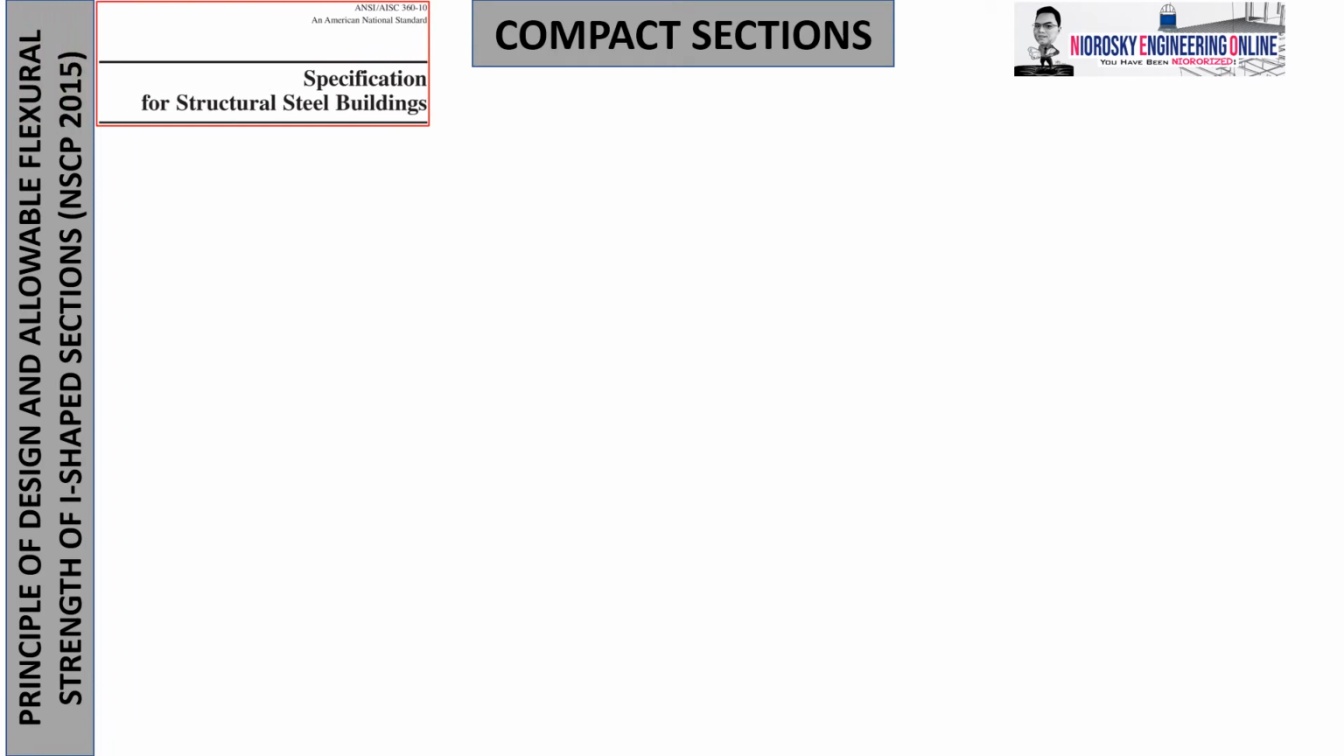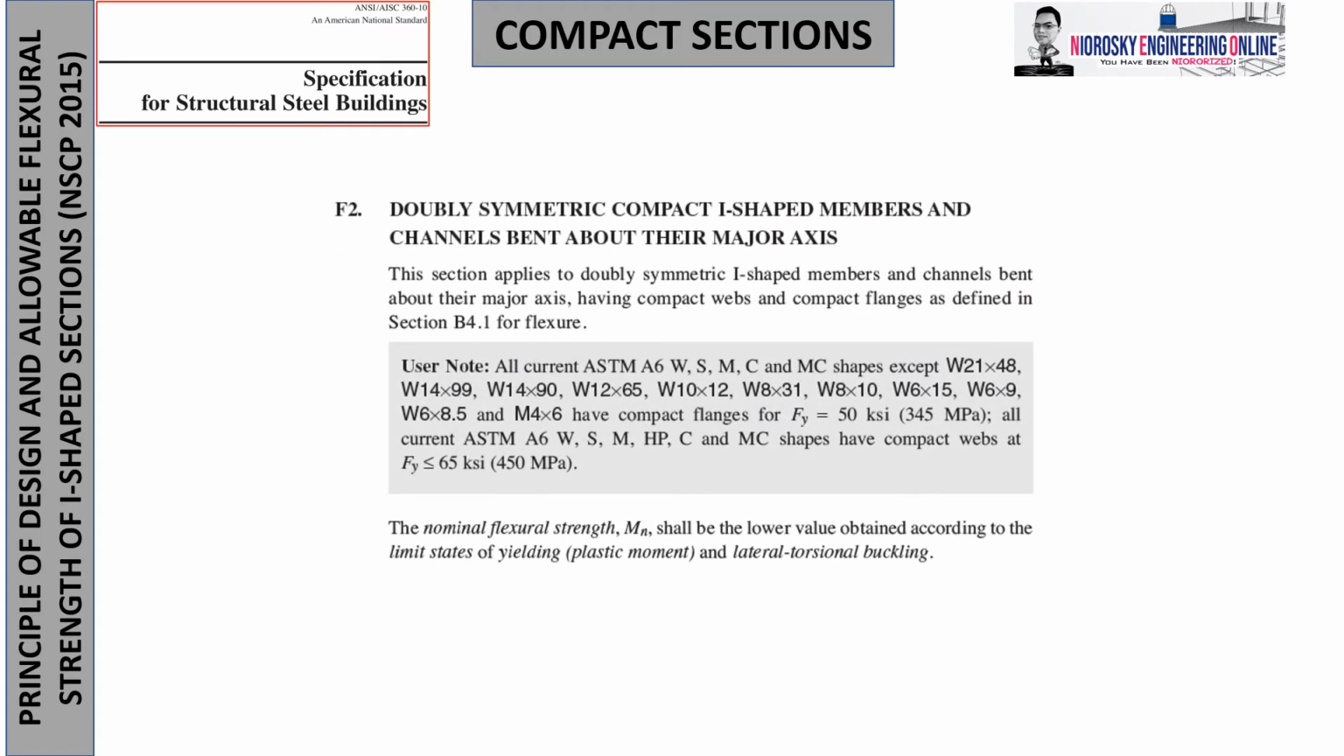So, sa version naman ng ANSI/AISC 360-10, ulitin natin, ito yung naging mother code ng NSCP 2015. Ito yung pinanggalingan ng lahat ng code natin sa NSCP 2015 Chapter 5. First printing and/or second printing yan. So, kung maalala ninyo, ito naman si F sub 2, doubly symmetric compact I-shaped members and channels bent about their major axis.